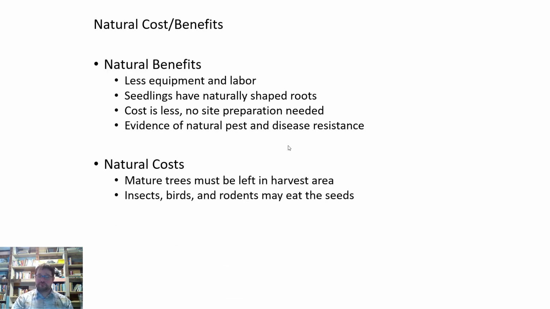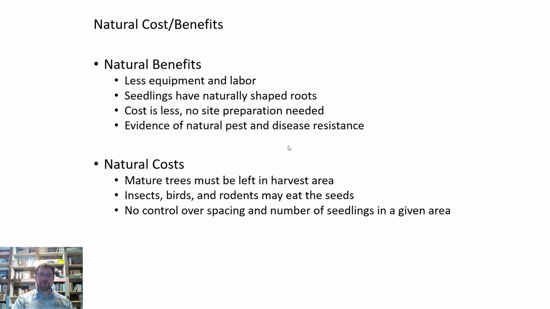Natural costs also, you don't have control over the insects, the birds, the rodents that may eat these seeds. You don't have any control over that. You have no control over the spacing or the number of seeds in a given area. So you can have huge clumps of seedlings, and because you've got 5 seedlings in a foot by foot spacing, only one's going to make it. So that means 4 seedlings are basically a waste.